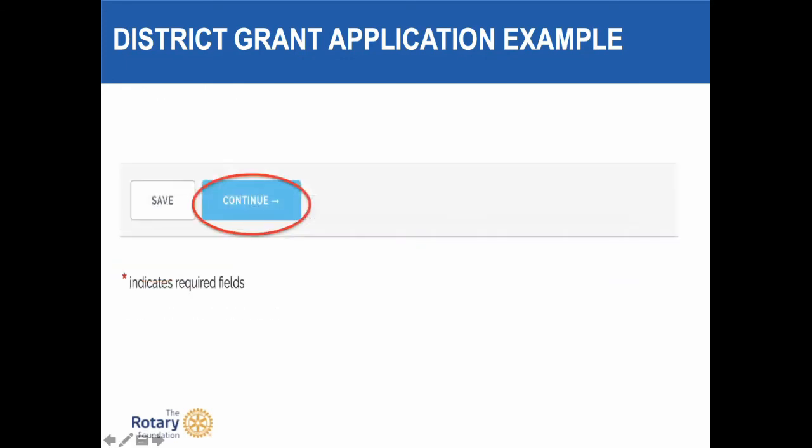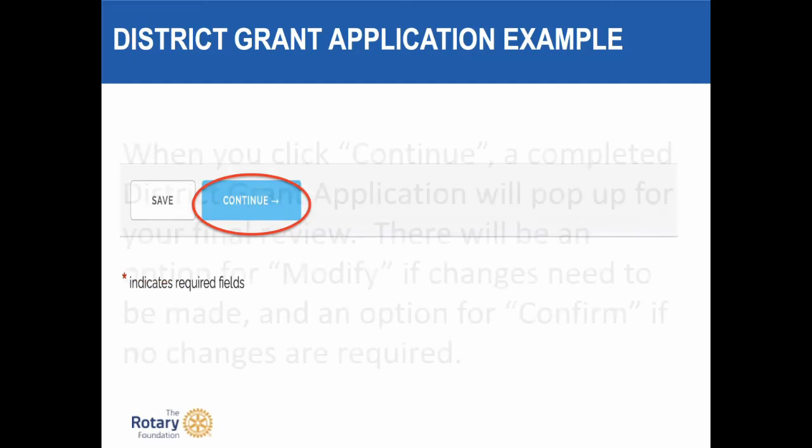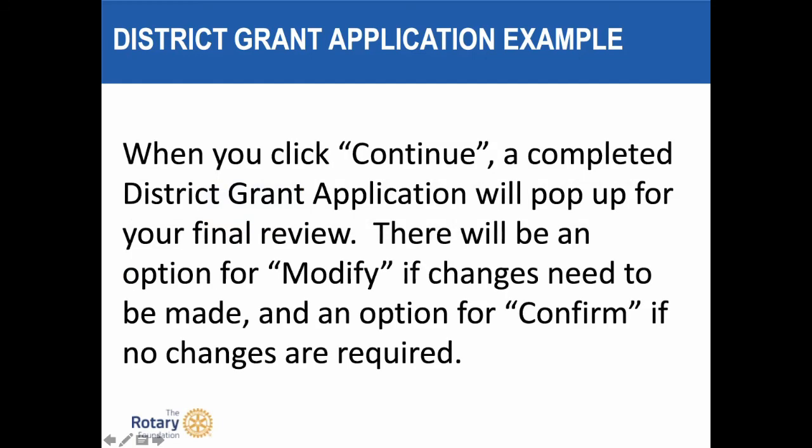Now, when you've finished your application and you're ready to go, you click on Continue. When you click on Continue, a completed district grant application will pop up for your final review. There will be an option for Modify if changes need to be made, and an option for Confirm if no changes are required. It looks like this.